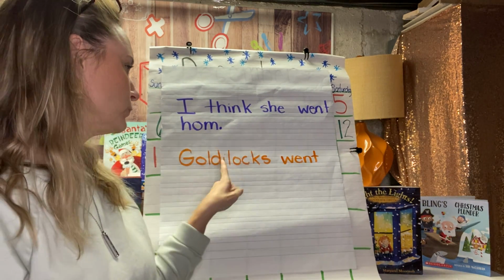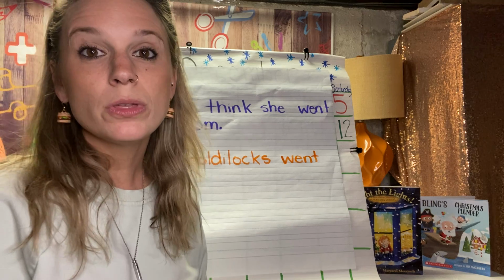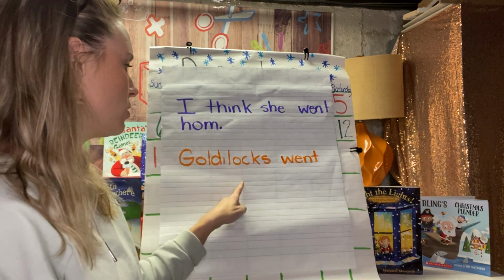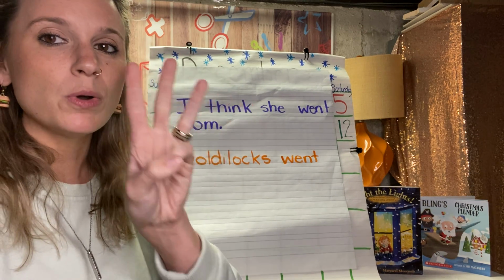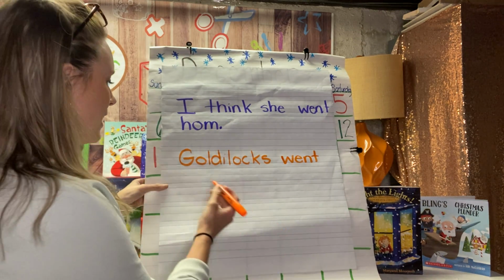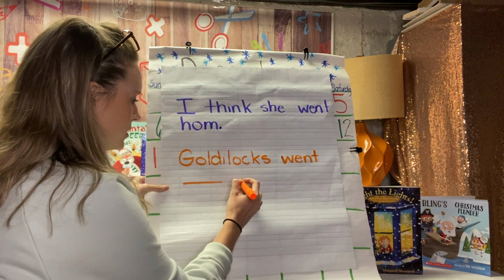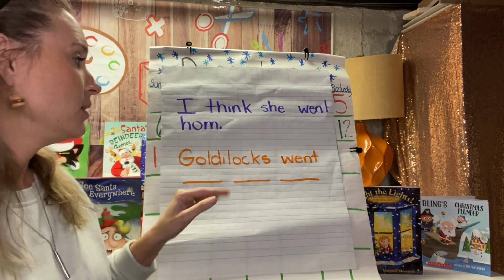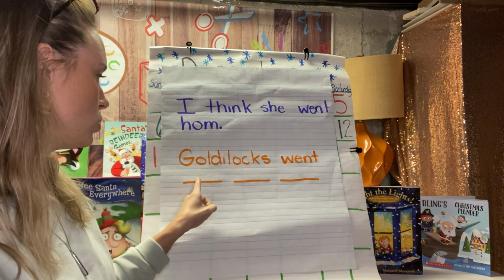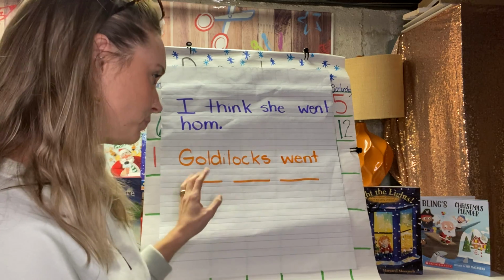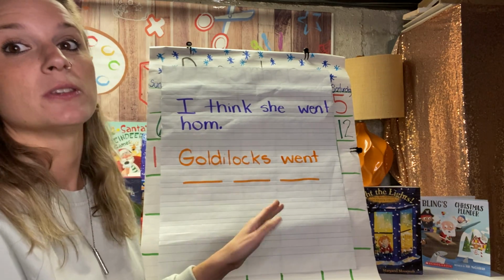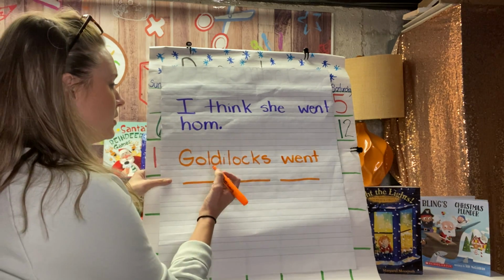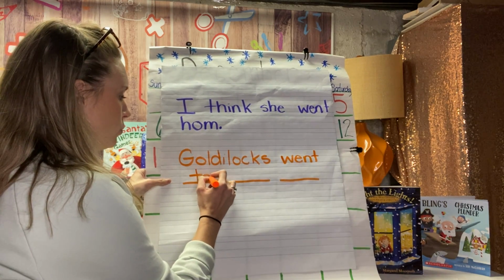Goldilocks went. And I'm going to make this one a little bit silly, okay? I think Goldilocks went to the mall. Maybe she went to the mall, right? So Goldilocks went to the mall. I have to write three more words, to the mall. And to help me remember, we talked about this strategy where we write the lines of how many more words we have to write. So Goldilocks went to the mall. These next two words are sight words. So again, anytime it's a sight word, you have to spell it right. So Goldilocks went to the.